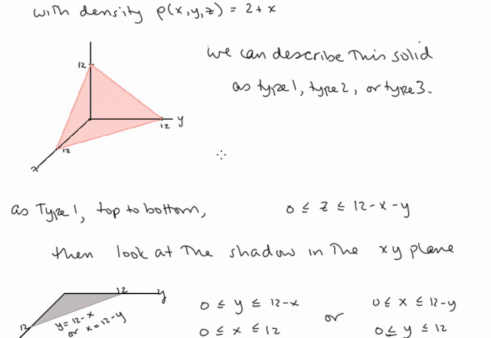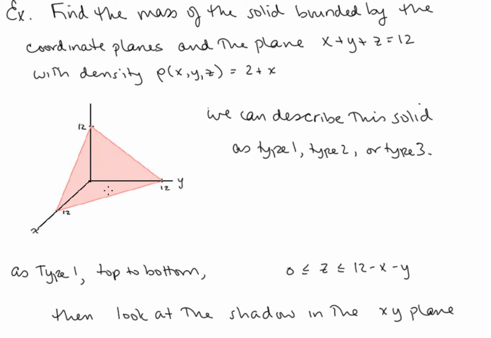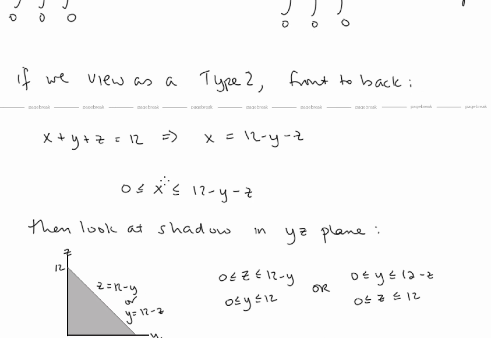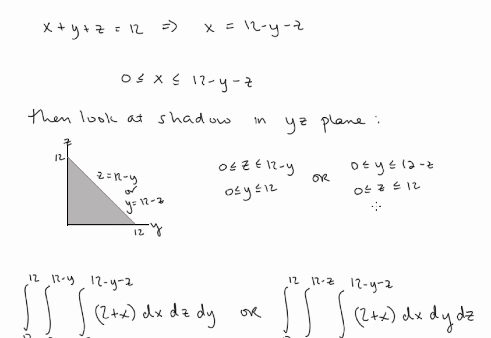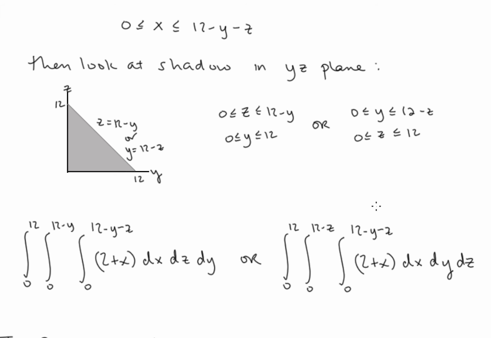So let's take a look at the original picture again. This is our front surface, the pink that you see. And then what's the shadow cast from this in the yz plane? That's going to be just this triangular region here in the yz plane. That's here. And this line is either z equals 12 minus y or y equals 12 minus z. So again, we have 2 ways that we can describe this region. And so our triple integral can look like either of these.